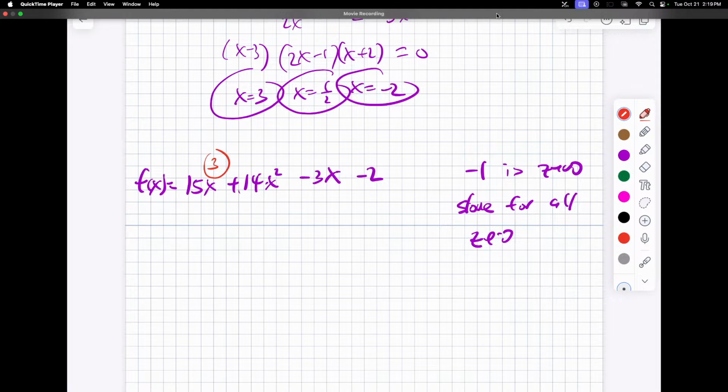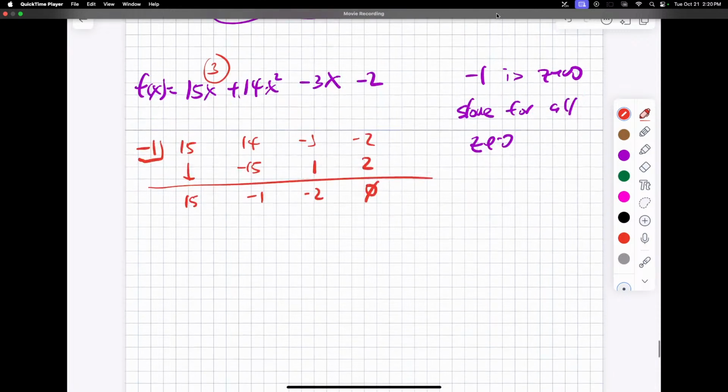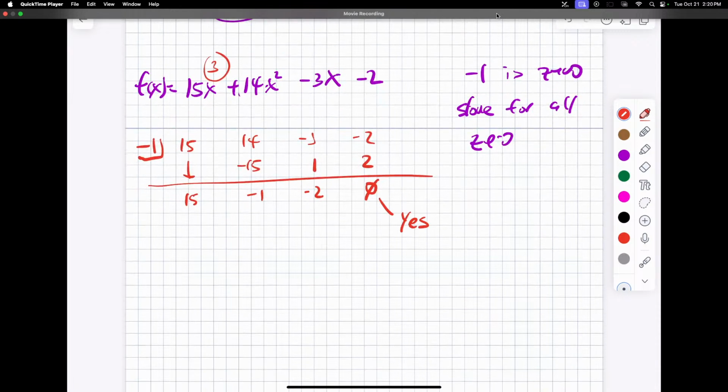All right, I'm going to go over it really quickly. They say negative 1 is 0, so I put it in the corner. Arthur, pay attention because I'm just trying to help you. Negative 1 is 0, so I'm going to put negative 1 over there. This is a 15, 14, negative 3, and negative 2. 15, then negative 15. 14 minus 15 is negative 1. Negative 1 times negative 1 is 1. That's negative 2. Negative 2 times negative 1 is 2. 0. So yes, it's 0.